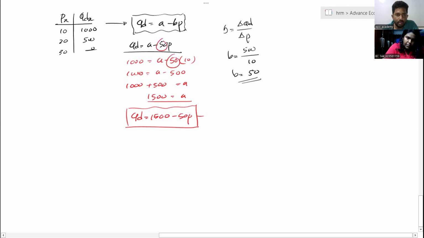Then select a certain point. The quantity demand value at the certain point is 1000. Equals A minus 50 within brackets 10, 10 meaning the price at the point. And calculate this one, it is 500. So minus 500 becomes plus 500, the change in direction, and it becomes 1500. So then the QD equation is QD equals 1500 minus 50.